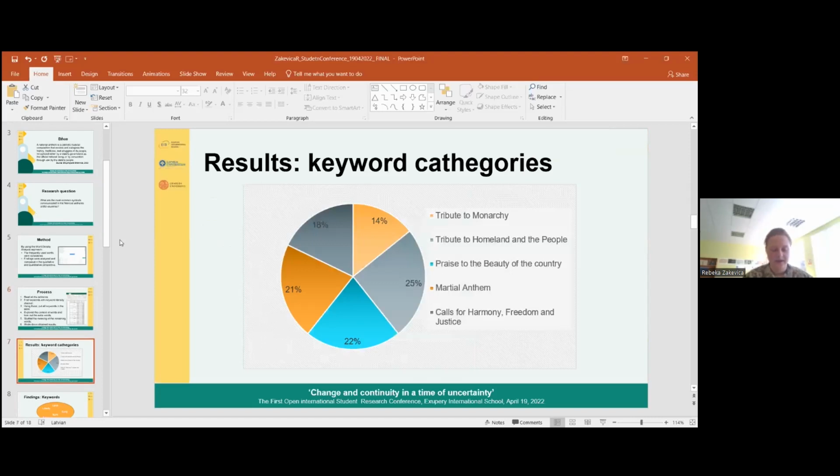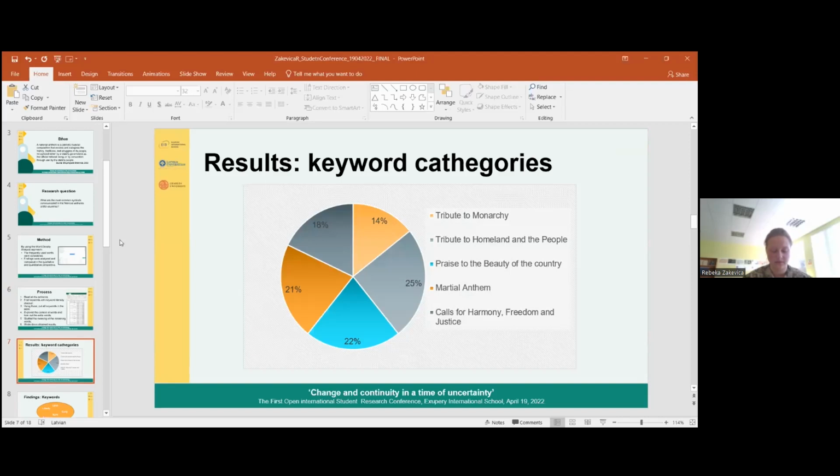One of the main findings were the keyword categories. All European Union anthems can be categorized in 5 categories: tribute to monarchy, tribute to homeland and the people, praise to the beauty of the country, material anthems, and calls for harmony, freedom, and justice. I could grasp the monarchical context of countries such as United Kingdom or that of Sweden and Denmark, which both have 2 official anthems. So I categorized them in tribute to monarchy.